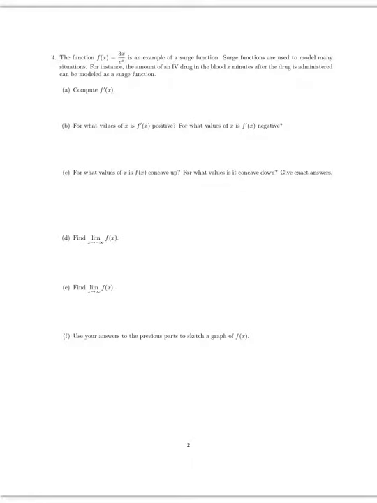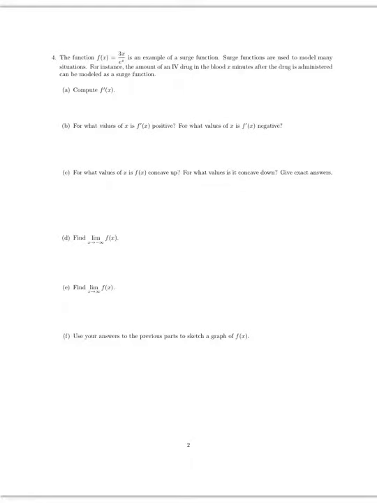So let's get started. We have this function, 3x over e to the x, and it's an example of a surge function. And the problem gives us a little context. It says this type of function is used to model lots of different types of situations. An example that's given is the amount of an intravenous drug in the blood x minutes after the drug is administered. And apparently that can be modeled as a surge function.